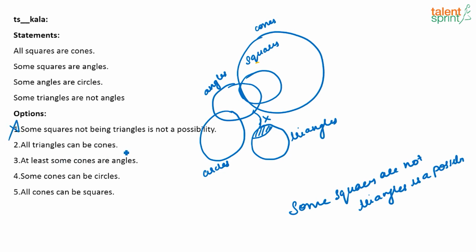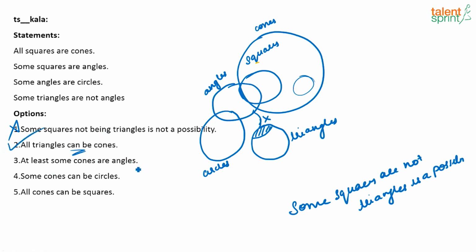All triangles can be cones. Yes, this full set of triangles can come under the set cone. Can be means it shows a possibility. Yes, that is possible, correct? It is a possibility. So this follows.